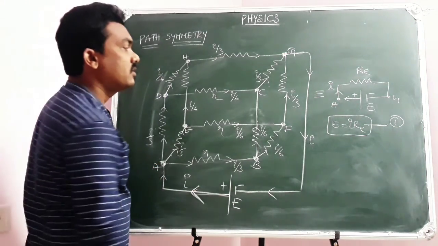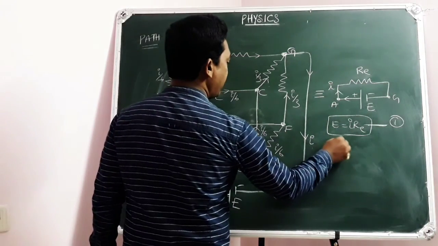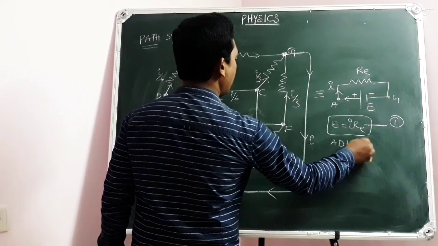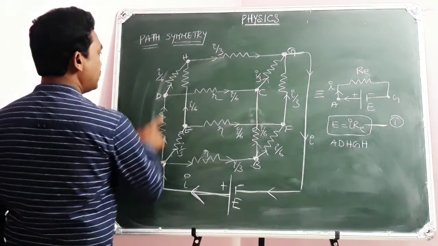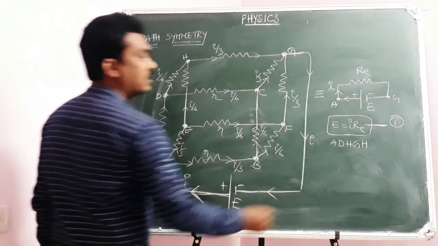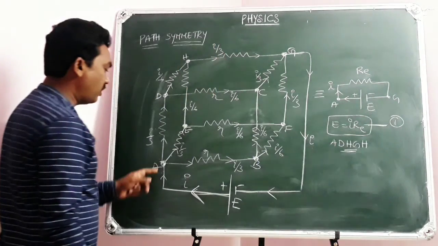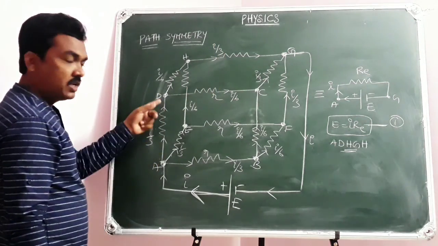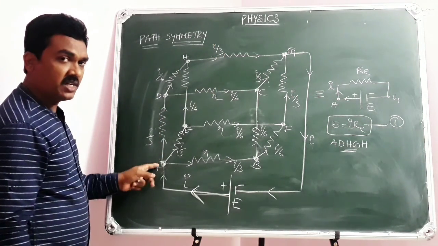Should include the cell. So what is the closed loop? A, D, H, G, A. I repeat, A, D, H, G, A is the closed loop. Now in this closed loop, first of all, while moving from A to D, you are moving in the direction of current from A to D.